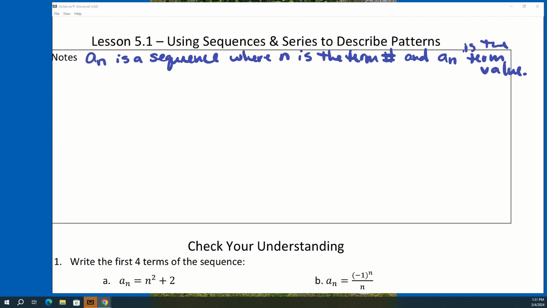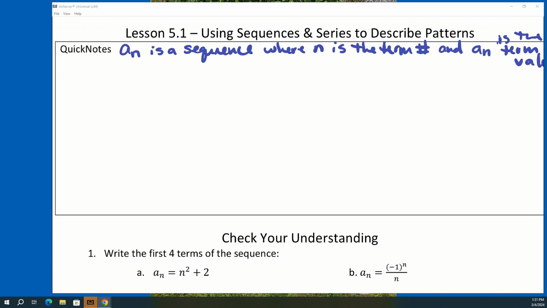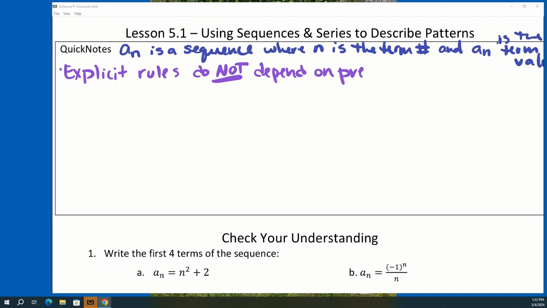And there are 2 types of rules that we can write. One is called the explicit rule, which is more what we did on Friday, which some of you missed, but that's okay. You'll catch up. It'll be fine. And then the other rule is a recursive rule, which is like what we did on the other side. So explicit rules do not depend on previous terms.